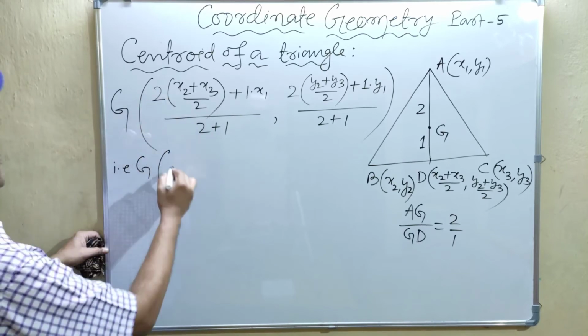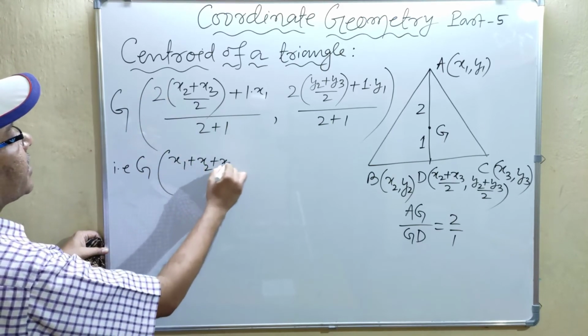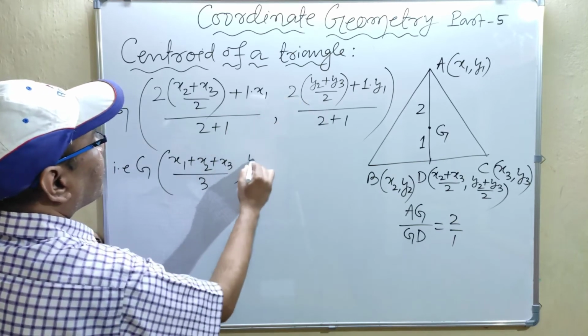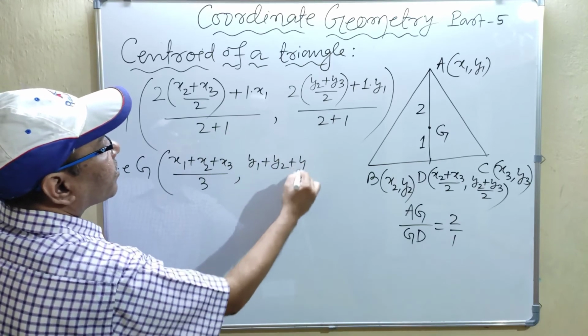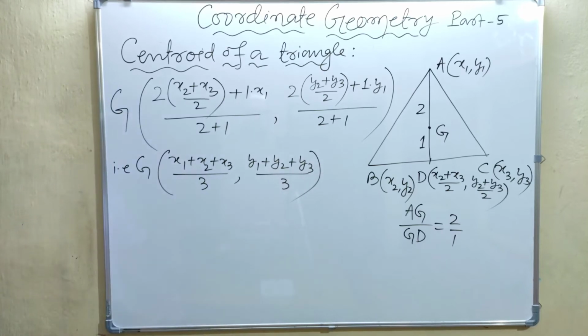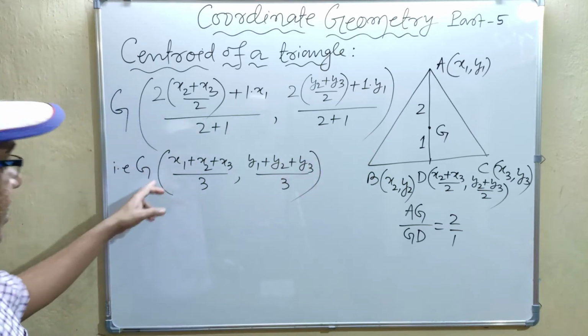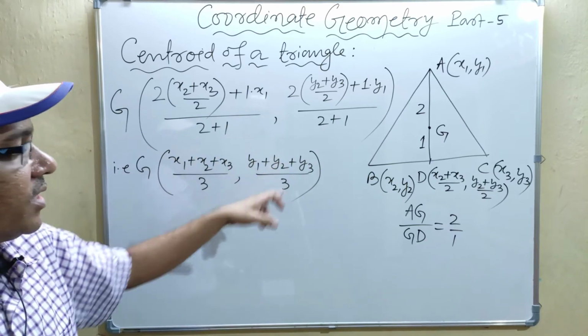This 2 cancel. So you will get x1 plus x2 plus x3 by 3. And here also this 2 cancel. y1 plus y2 plus y3 by 3. This will be the coordinate of G. If x1, y1, x2, y2, x3, y3 are the vertices of a triangle, then the coordinate of its centroid is x1 plus x2 plus x3 by 3, y1 plus y2 plus y3 by 3.